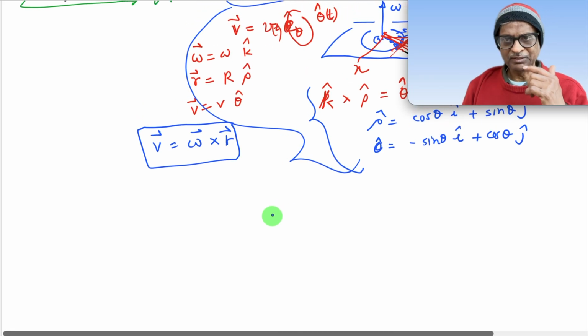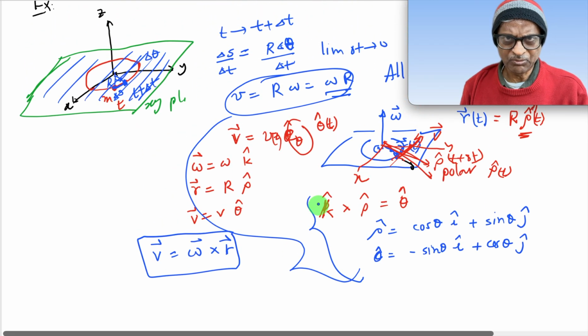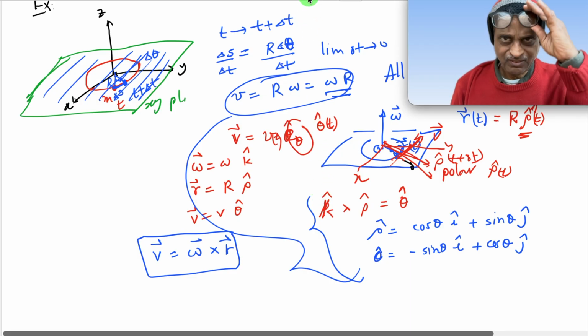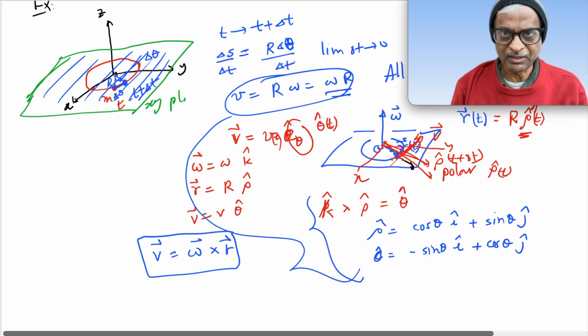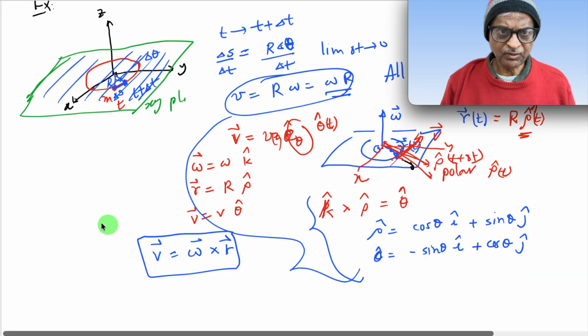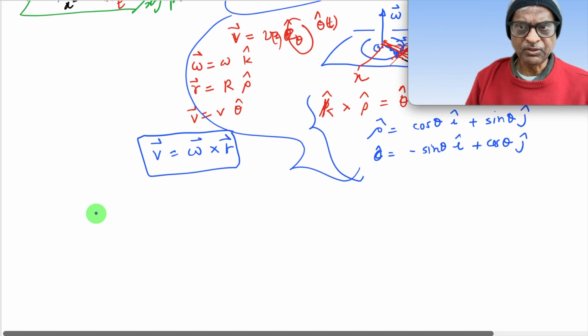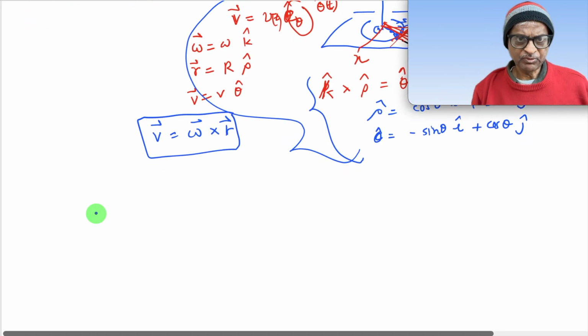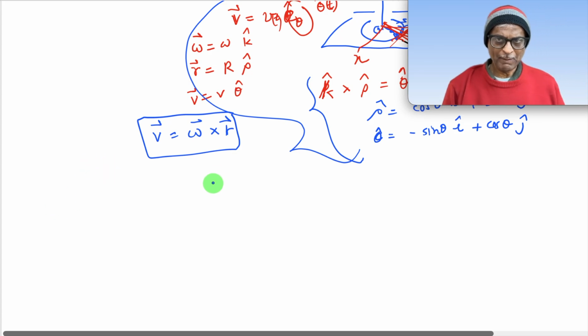It looks like some noise kicked in the background, so I am going to stop this and stop that noise and then come back. Okay, so I was able to turn off the noise.